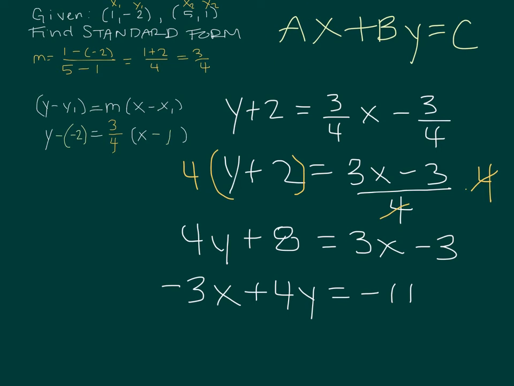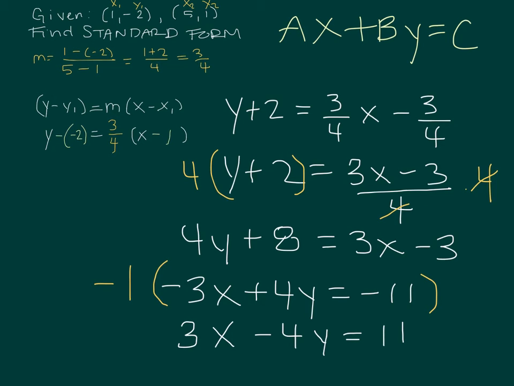So in order to do that, I'm going to multiply this entire thing by -1. Okay? So I'm multiplying by -1 on both sides, keeping everything balanced. It's not changing a value, it's just changing the signs around. So my final answer is going to be 3x minus 4y equals positive 11.